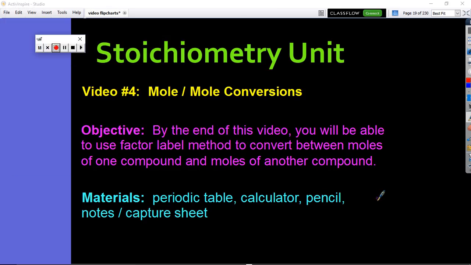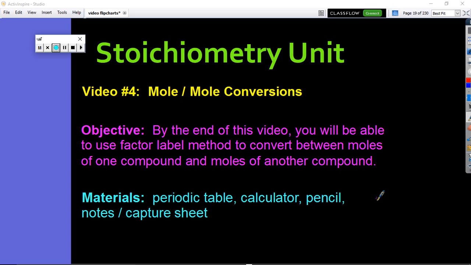This is the fourth video in the stoichiometry unit. Our topic is mole-to-mole conversions. So that by the end of this video, you're going to be able to use factor label method in order to convert between moles of one compound and moles of a different compound.